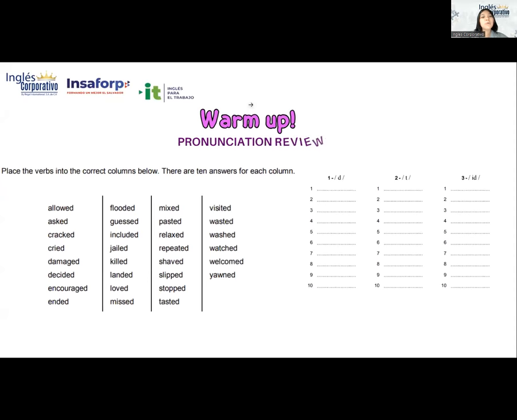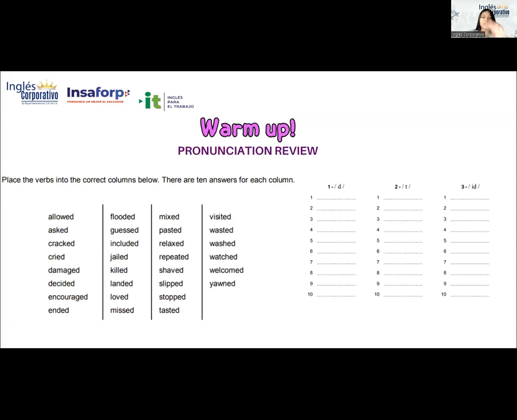We are going to start with the warm-up, and as a warm-up, we have simple past, ed ending sounds again. In this case, we are going to choose which is going to be the correct pronunciation for each of the ed ending that we have right here. So let's see, which is the final sound of the first verb in simple past? Is it letter D, letter T, or letter ID?